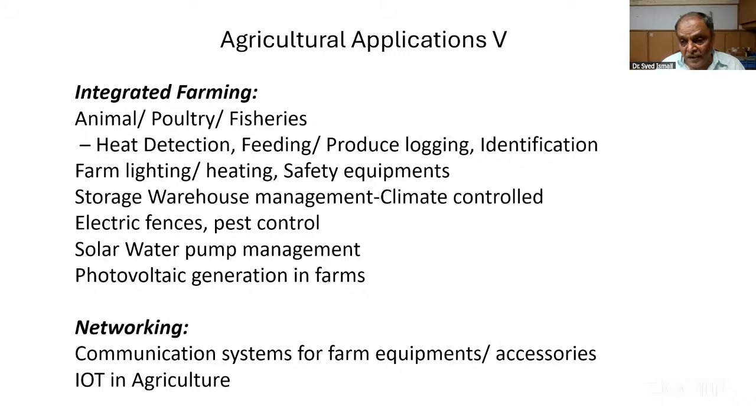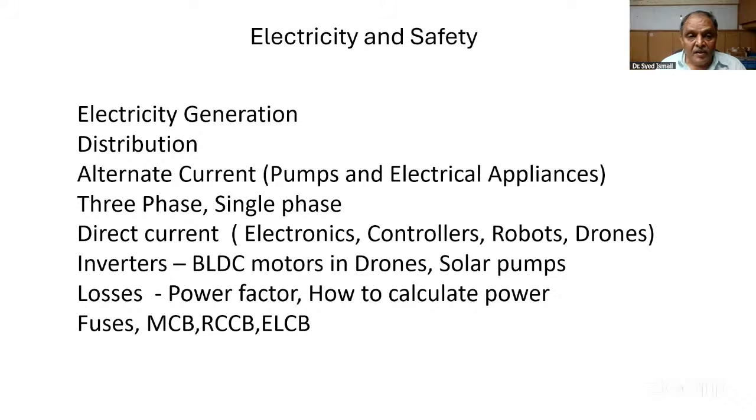That is purely electrical. Of course, communication systems for farm equipment accessories are very, very important. We don't have a system right now. We'll discuss it. These are also electronics. And what is IoT in agriculture, what do we talk about? This is very much required. Now, all these things we start now. These are requirements, so we have to learn a background in electricity, electricals and electronics.